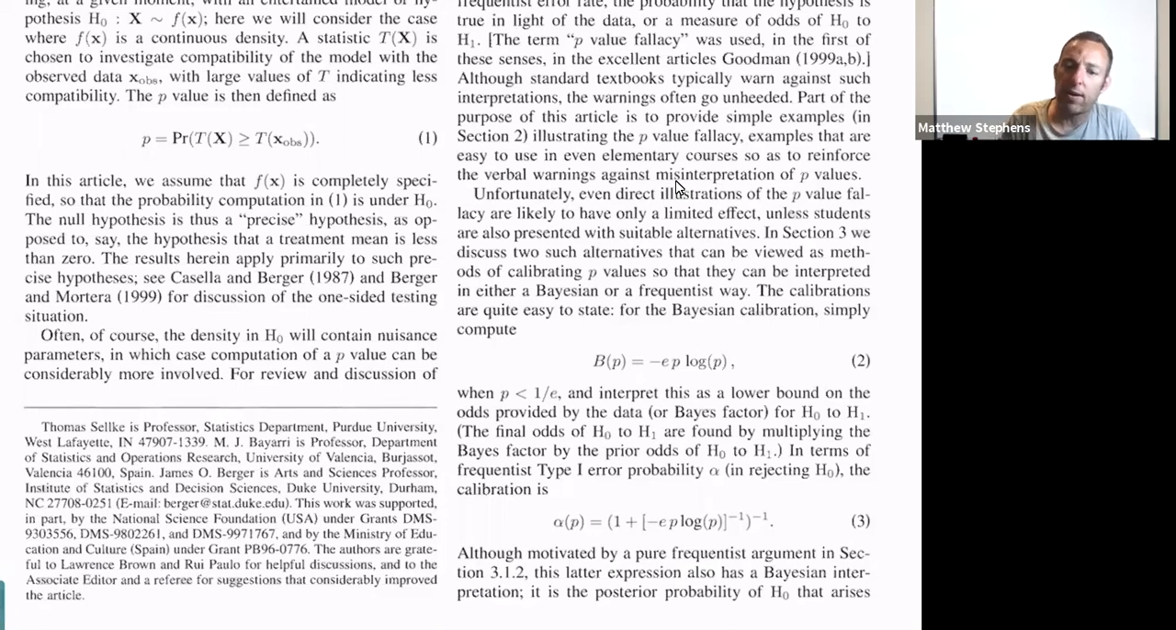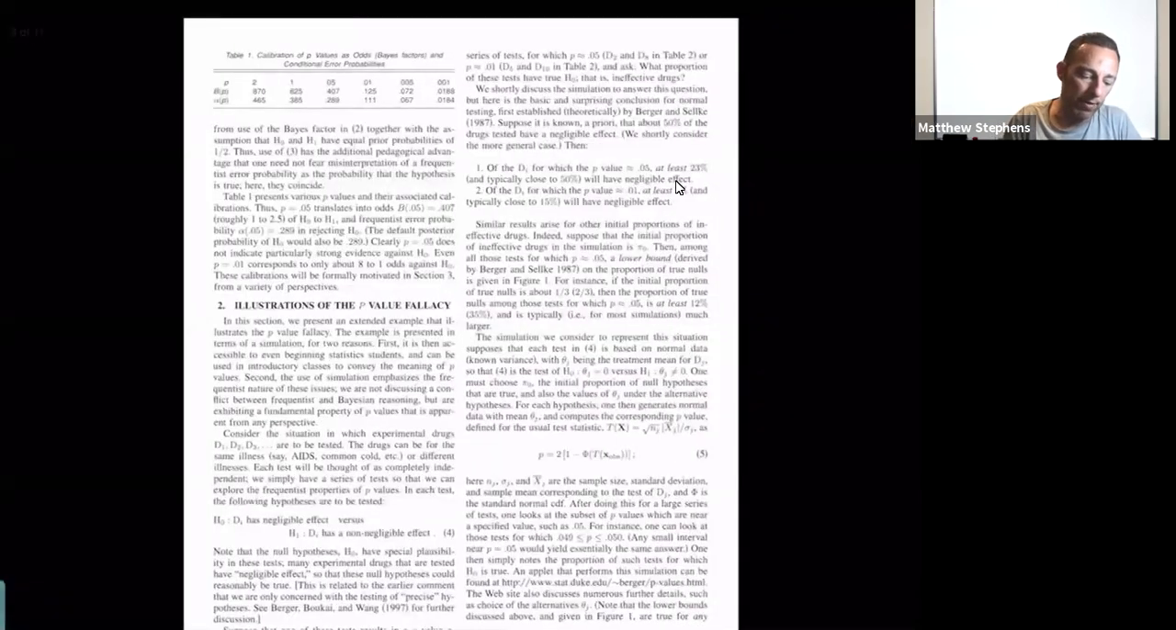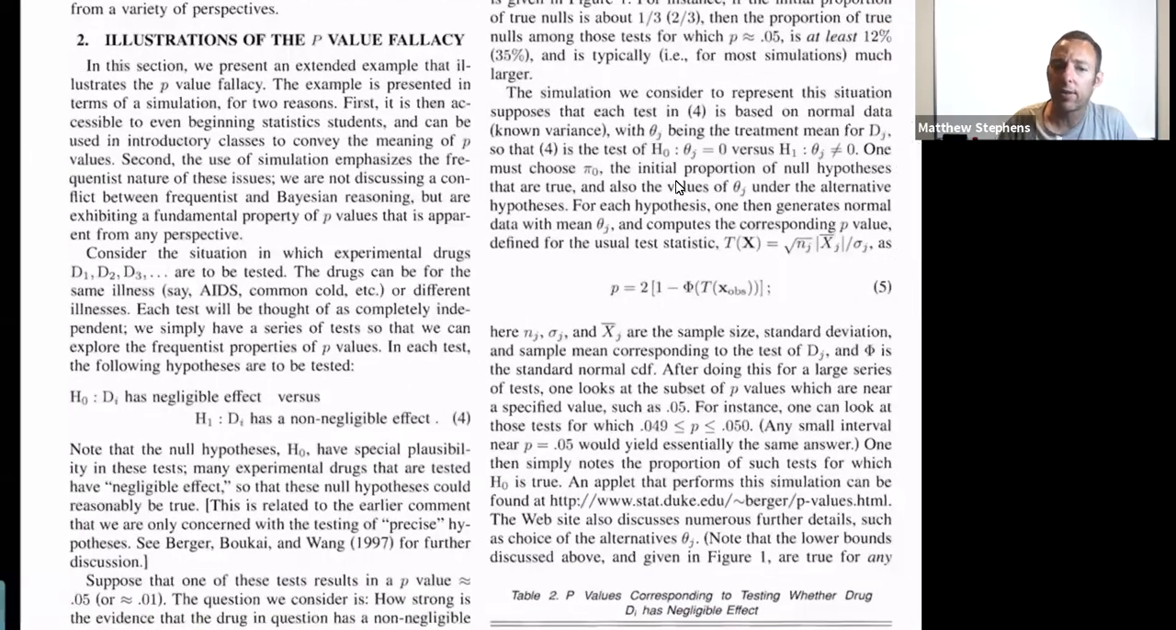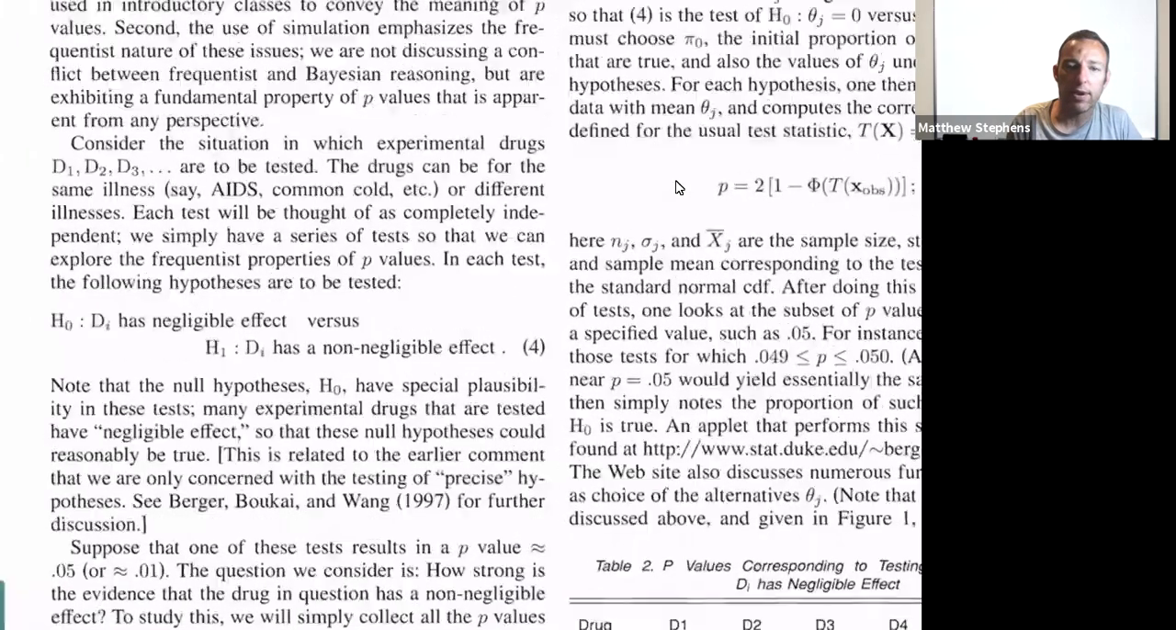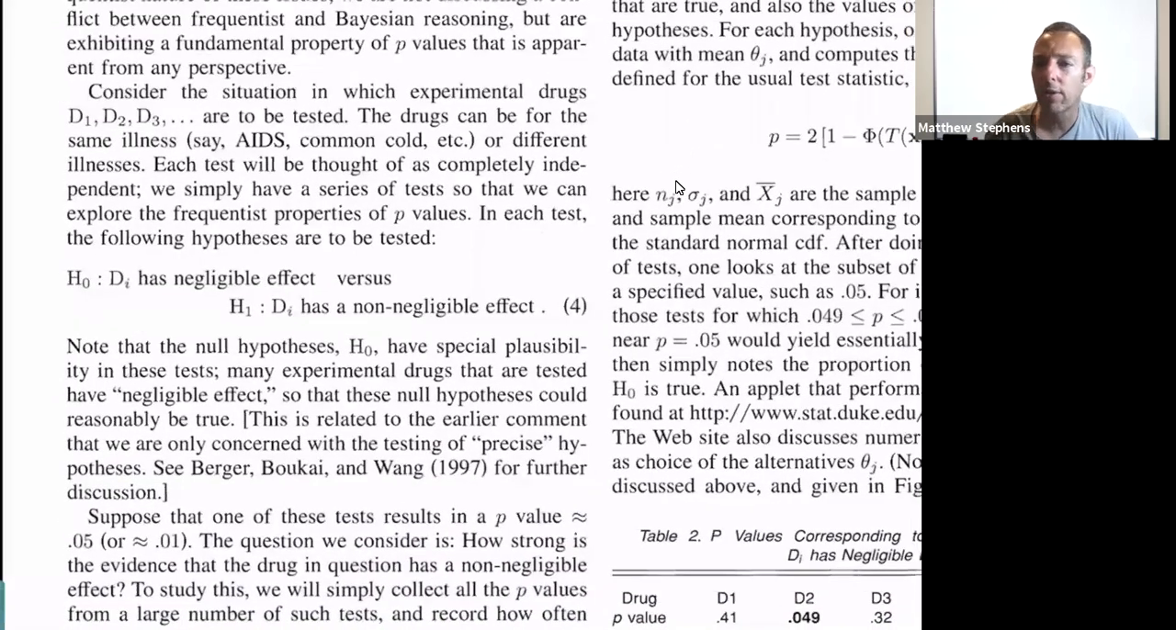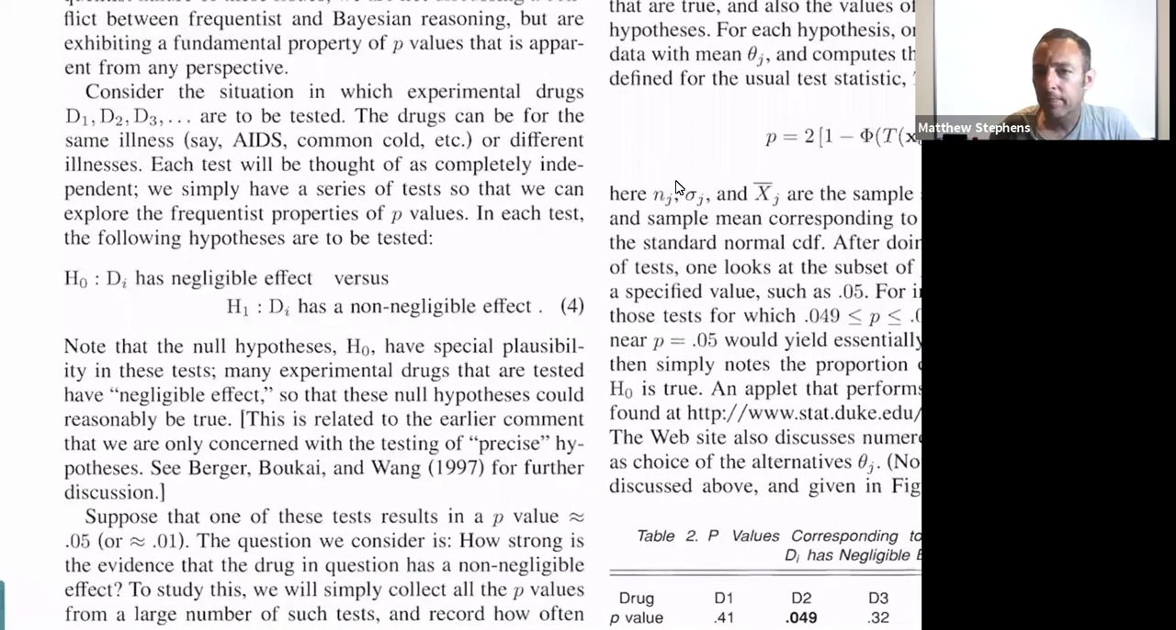But maybe I want to start before that with their illustration, which I think is also really helpful, rather than their bound. So their illustration, they basically consider the following setting where they've got experimental drugs. They're testing a series of drugs, D1, D2, D3. So they consider testing a series of drugs and computing a p-value for each to test the null hypothesis that the drug Di has a negligible effect against the alternative that it has a non-negligible effect.